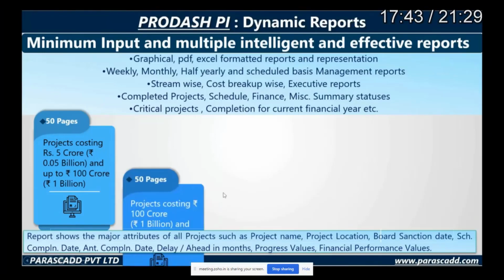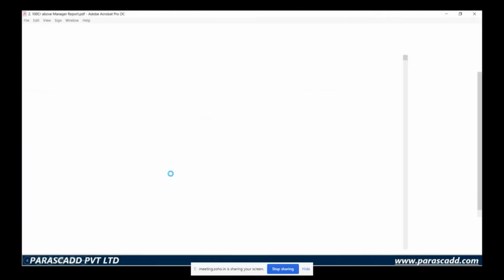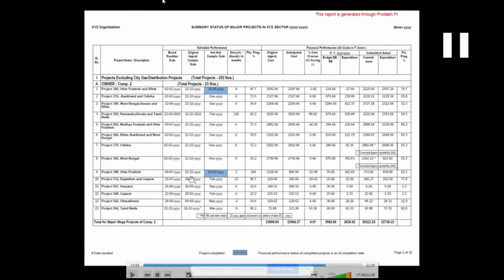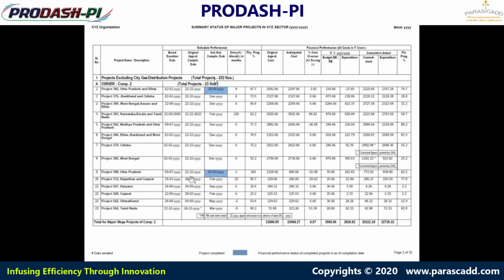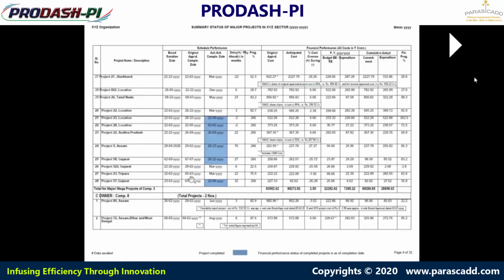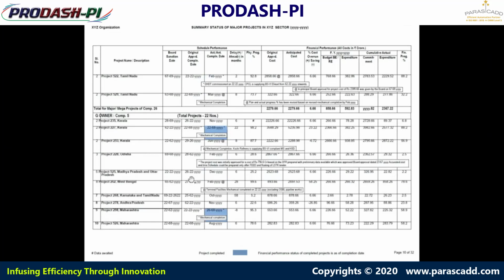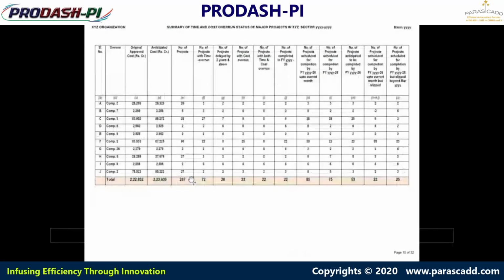Next report is the project costing above 100 crores. This project is again showing us the executive summary. Similar template, but a separate bifurcation is given for the above 100 crore projects. So again, this is the summary status capturing and monitoring the similar parameters for the scheduling and for financial.